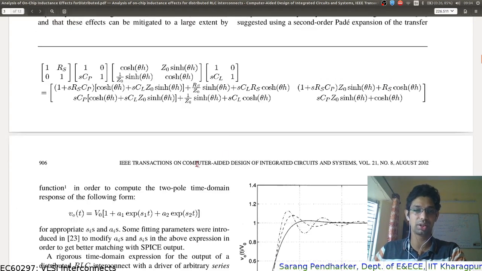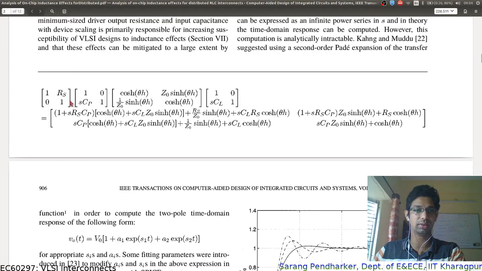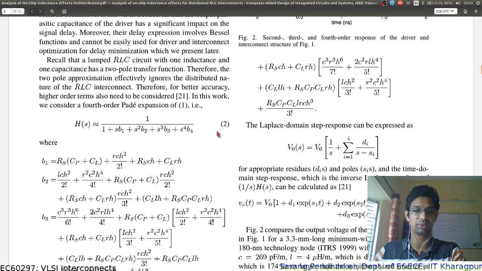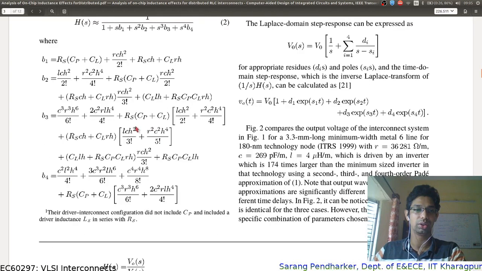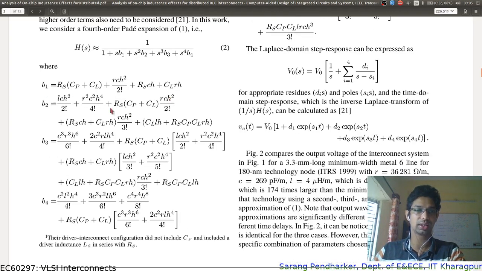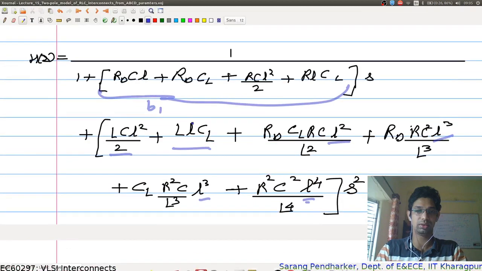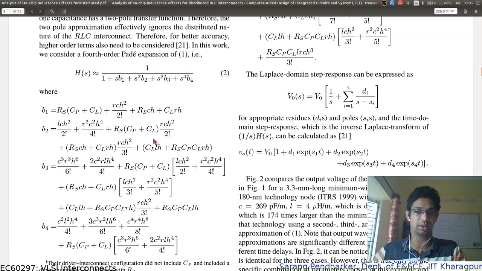Based on this, they capture the effect of the source and load and other things, and finally you will get a transfer function of this form. In this work they consider a fourth order expansion. Instead of 2 poles they are considering up to 4 poles. So here are the coefficients. B1 is this, B2 is this. B1 and B2 we have derived just now in this part.